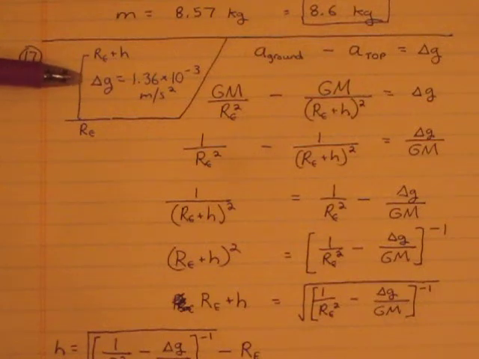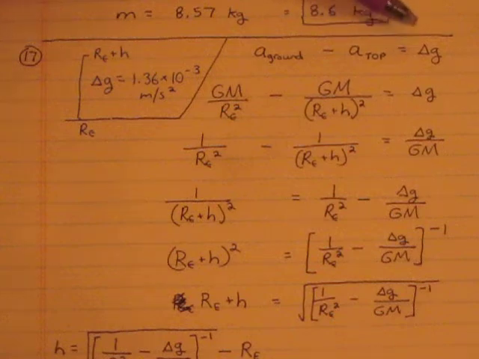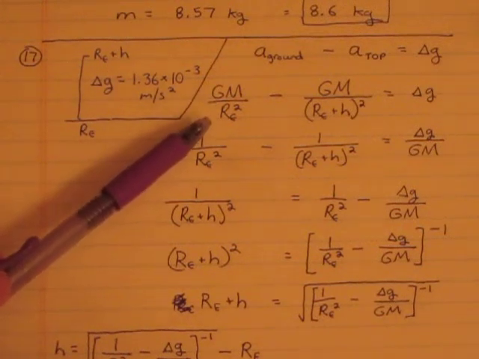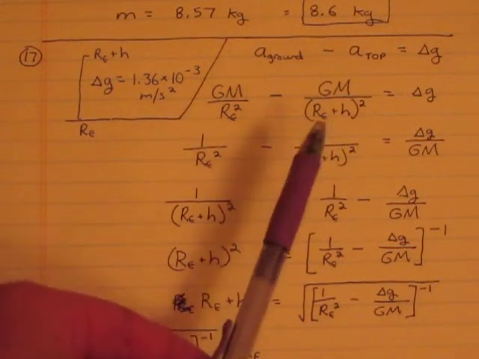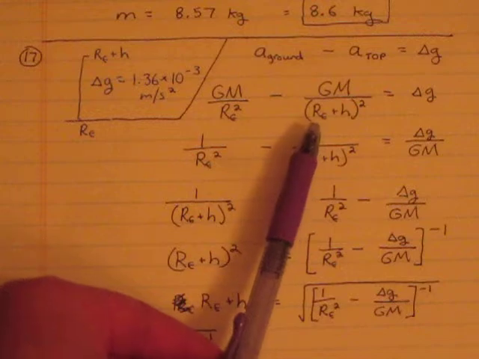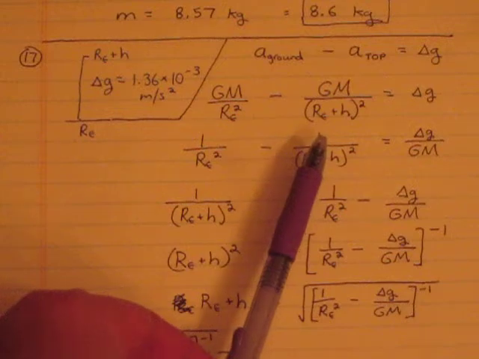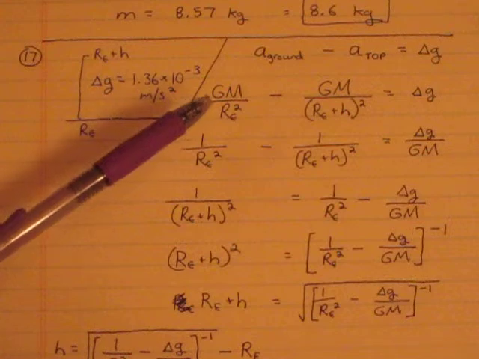There's our difference in g. So we can start by saying the acceleration on the ground minus the acceleration at the top, that's going to give a positive number, is equal to the difference in g. And let's solve for what the acceleration is. That's going to be big G, mass of the Earth, divided by, at the ground, radius of Earth squared, minus, for the top of the tower, big G times m divided by radius of the Earth plus height squared, equals difference in g. From here, it's just a matter of algebra.